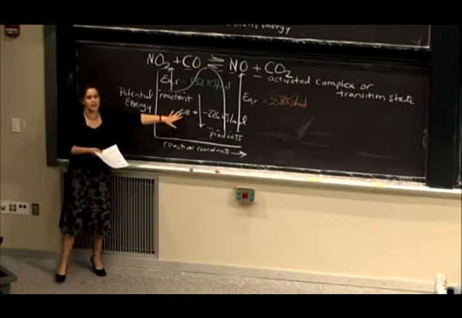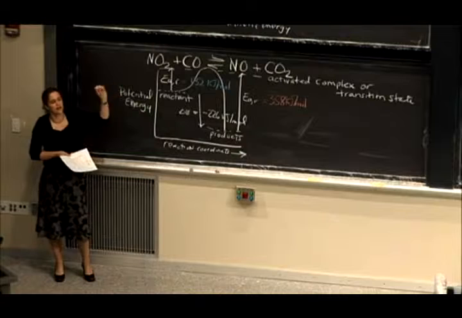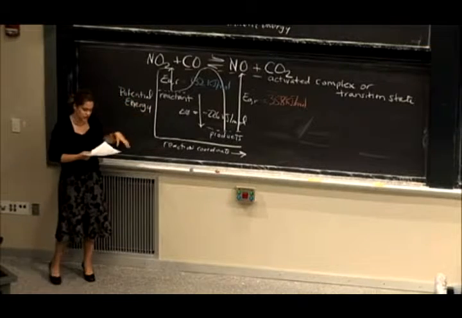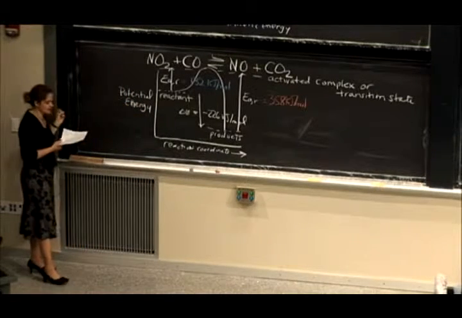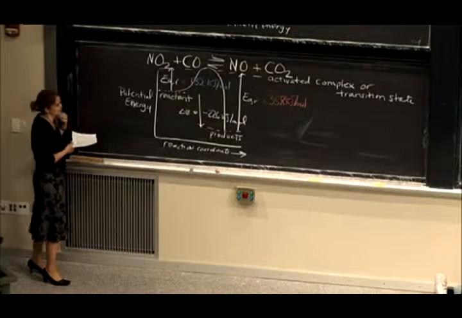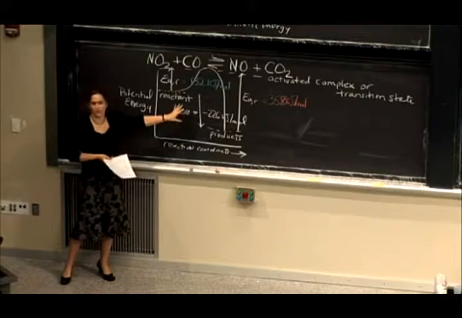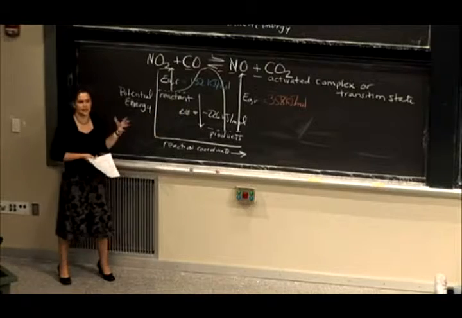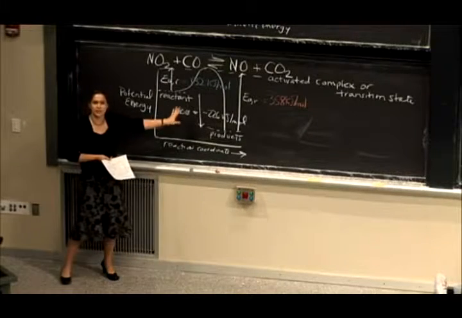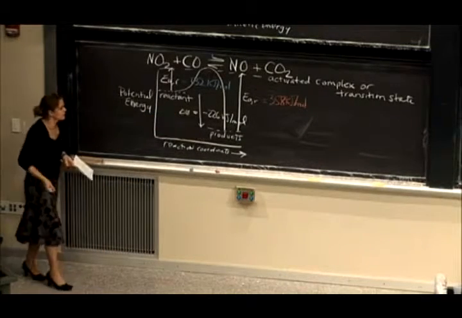Delta H usually equals delta E plus a change in PV. So for gases, it's about a 1 or 2% difference, and for solids, there's really negligible difference between delta E and delta H. So they're pretty similar types of values.